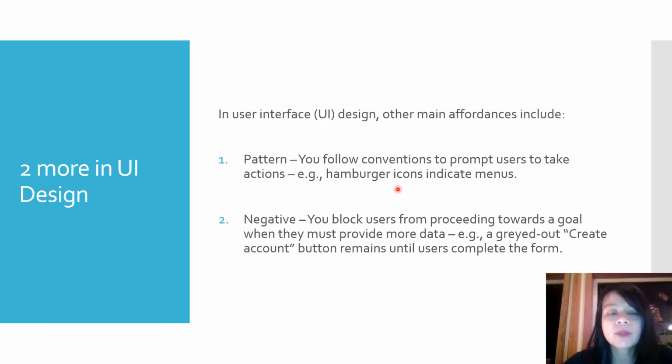All right, so two more in UI design, and there's pattern. You follow conventions to prompt users to take actions. So hamburger icons indicate menus. Like on your phone, you have those three lines. You click on it, you expect the drop-down menu to show up. There's also negative. You can block users from proceeding towards a goal when they must provide more data, like a grayed out create account, or grayed out next, which means they haven't done what they need to do yet, so they can't click on it yet.